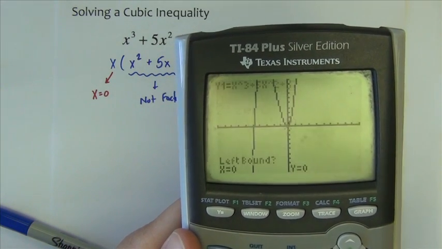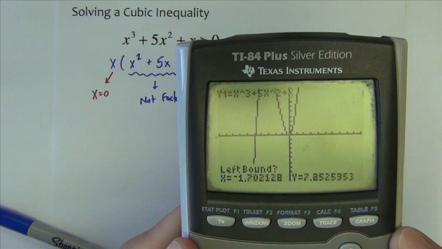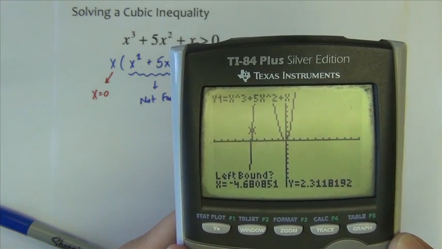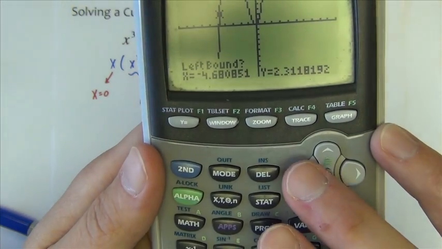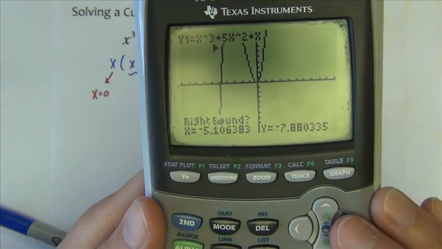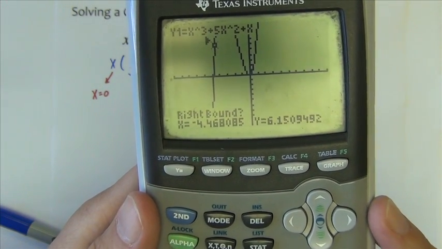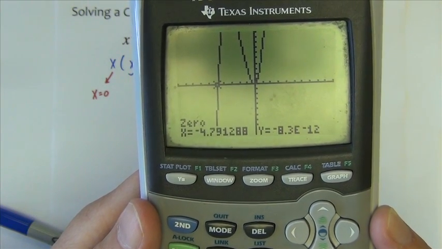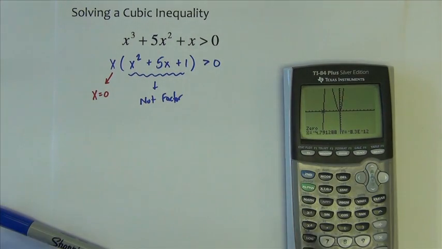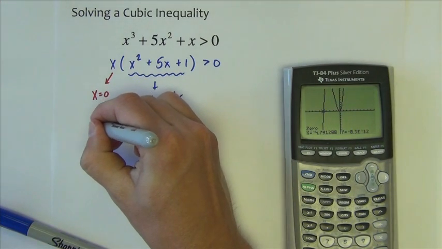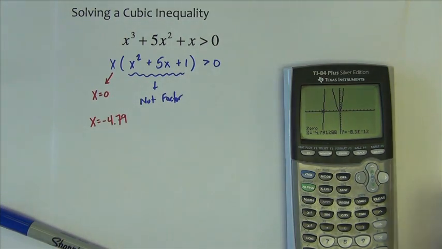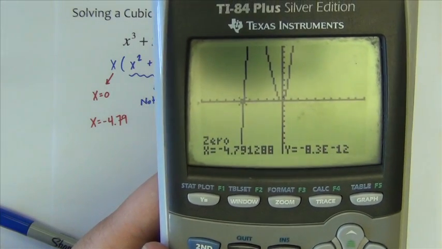So I'm going to calculate the 0. I need to move my cursor to the left side. Okay, there it is right there. You can see it flashing. I need to keep going to the left to get it on the other side of that. So somewhere to the left, hit enter. I'm going to bring it back to the right side of that, and hit enter. And I got a 0 at negative 4.79. So let me write that down. Okay, so we've got that 0 at negative 4.79.